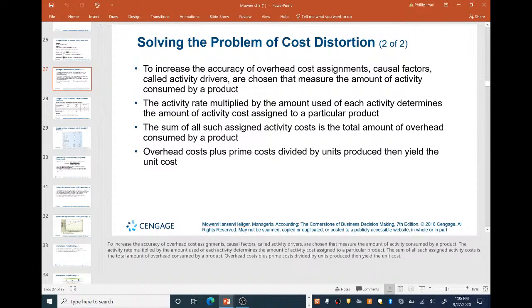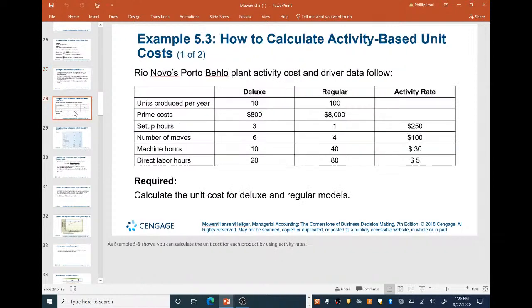So once again, let's look at what we're talking about here. How to calculate activity-based unit cost. We're still talking about this Rio Novo's plant, activity cost and driver data. In this case, we can see here we have a deluxe and the regular that we're still talking about. And then we have the activity rate on the far right here. The top line is the units produced per year, and we have 10 for deluxe, 100 for regular. The prime cost is 800 for deluxe and 8,000 for regular.